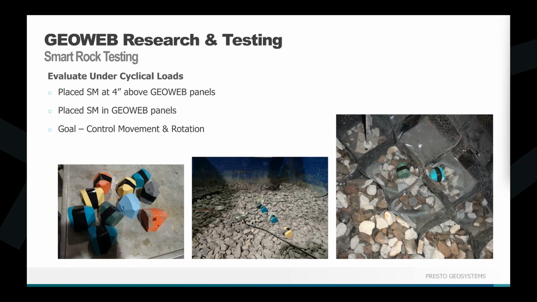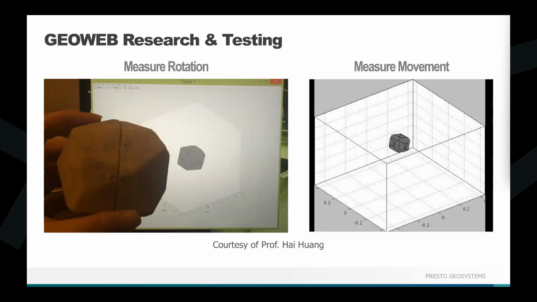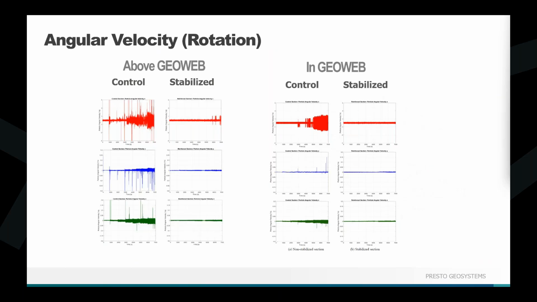And so the objective was to confirm that the GEOWEB stabilization controls movement not only within the cells, but also above the cells. So here you can see they're holding a smart rock. It's actually quite large, as you can see in the hand. And then it is measured in 3D space. So as the rock moves, turns around, it gets measured in that movement space on the computer so that you can see what the actual movement level is.